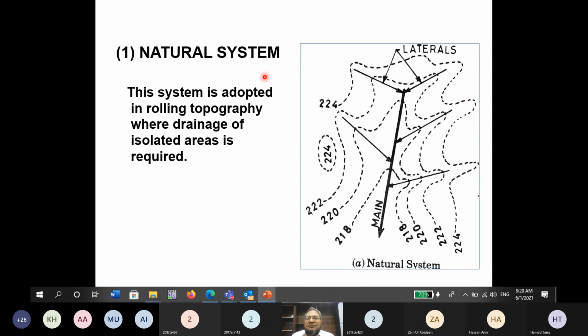So this is the natural system. This system is adopted in rolling topography, uplands, where drainage of isolated areas is required. If you see the contour map of this area, it is like that. And once we have such places where sharp curves are formed, what happens here in the contour map?